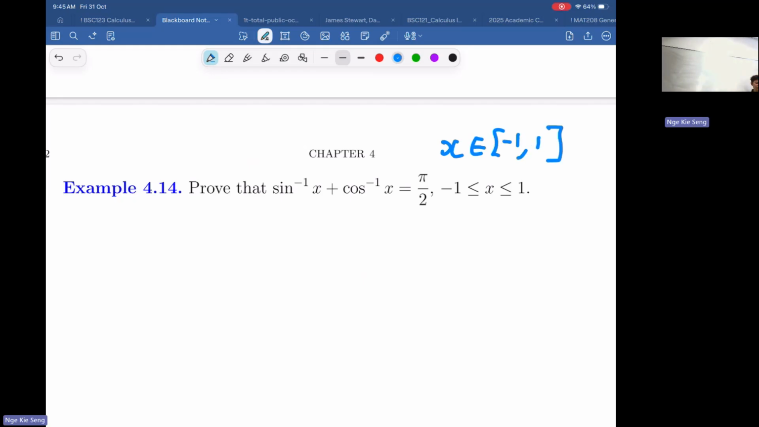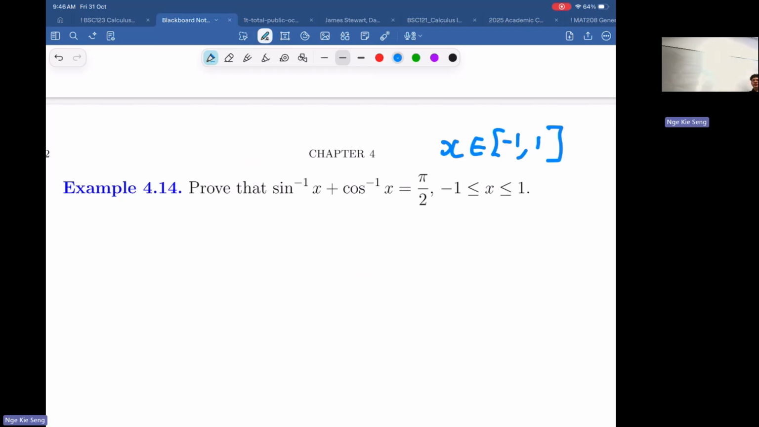So you might think that this is like a trigonometric identity, right? You can use the trigonometric formula to prove it. Maybe you could, okay, but we won't do it here. Instead, we will use the derivative way to do it.